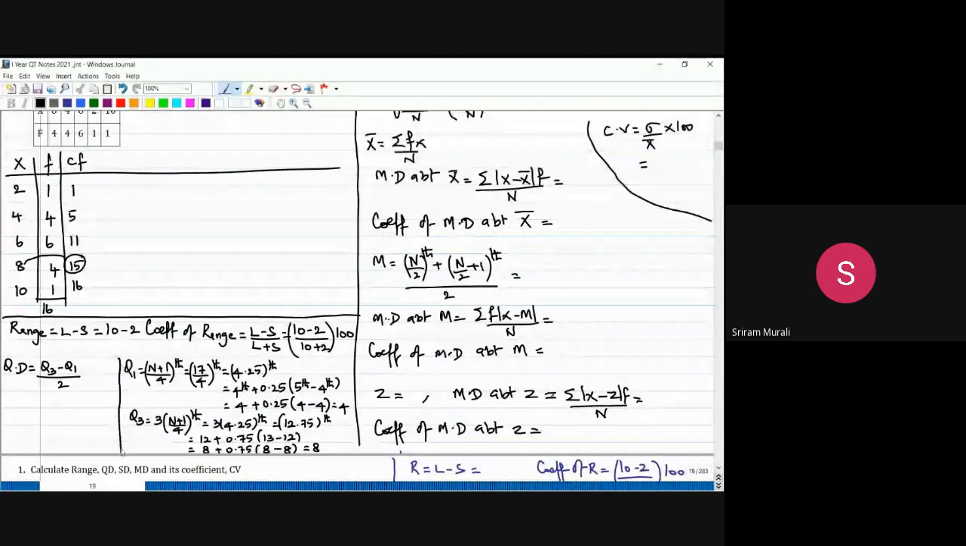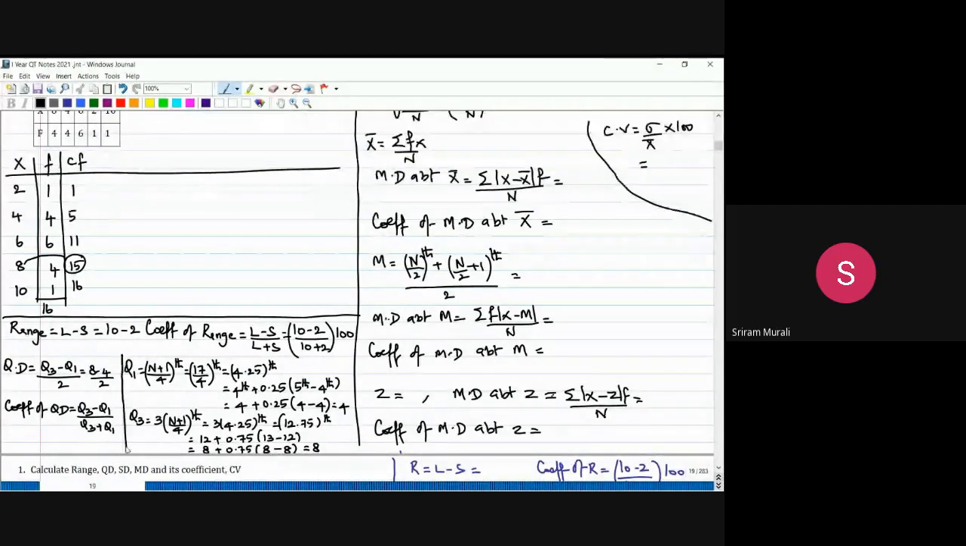QD is Q3 minus Q1 divided by 2. Coefficient of QD is Q3 minus Q1 by Q3 plus Q1. So substitute the same, you get the answer. If you want, you multiply by 100.